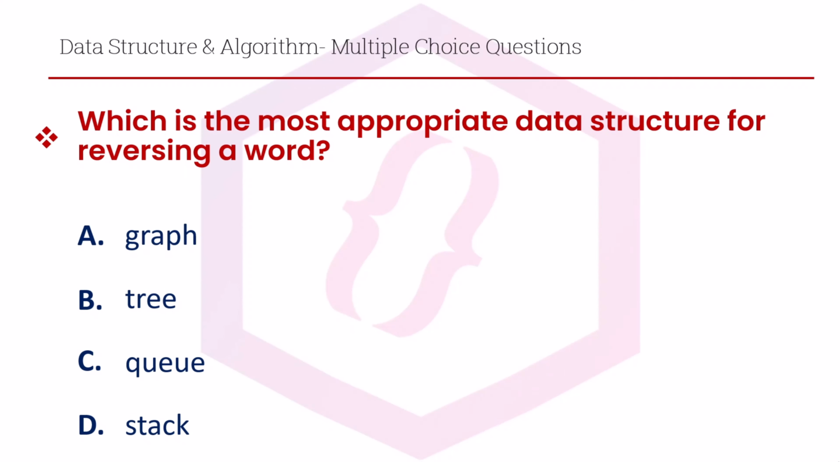Which is the most appropriate data structure for reversing a word? Option A, graph. Option B, tree. Option C, queue. Option D, stack. And the correct answer is option D, stack.